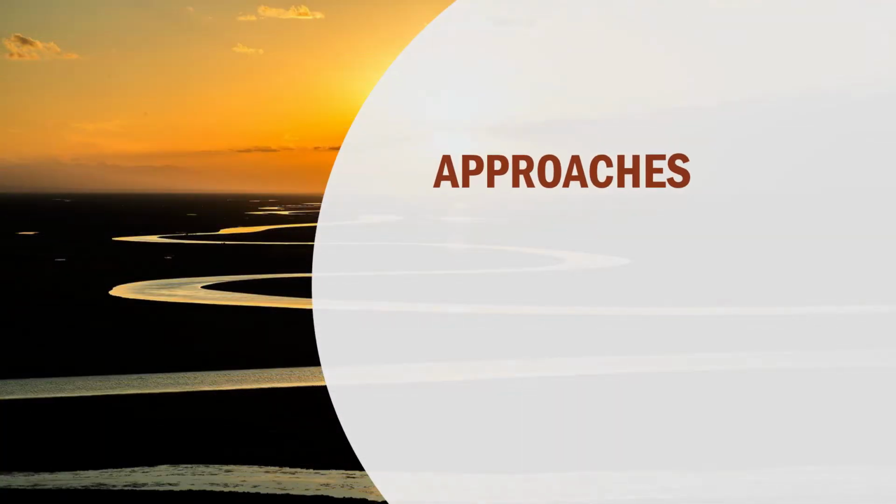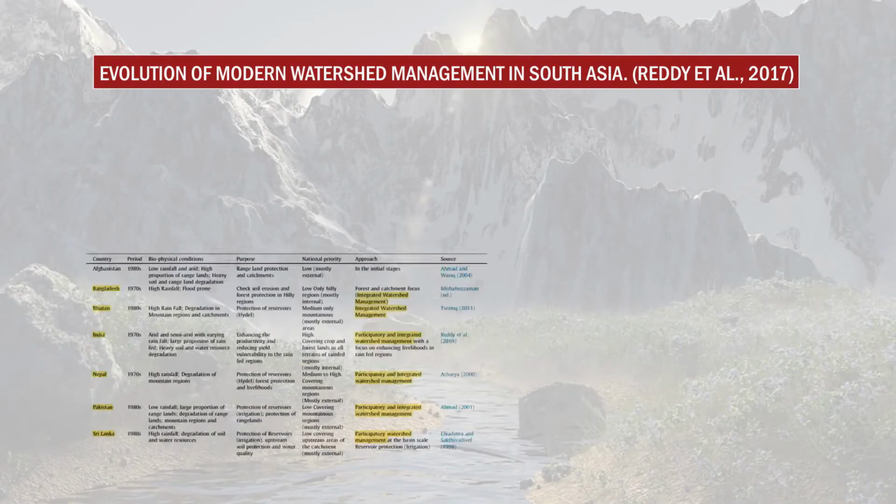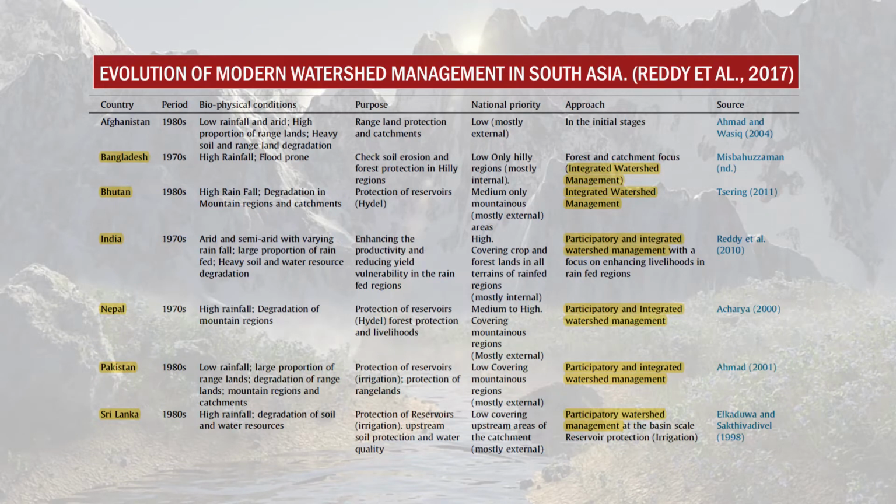Then approaches. When you talk about the objective, if you look into literature, you will find that there have been many variations in the concept, objective and implementation mechanism of watershed programs over the last 70 years across the globe. For example, you will see the evolution of modern watershed management in South Asia. The purpose and approach are different from country to country. These are some of the compilation of one author, Reddy et al. in 2017.